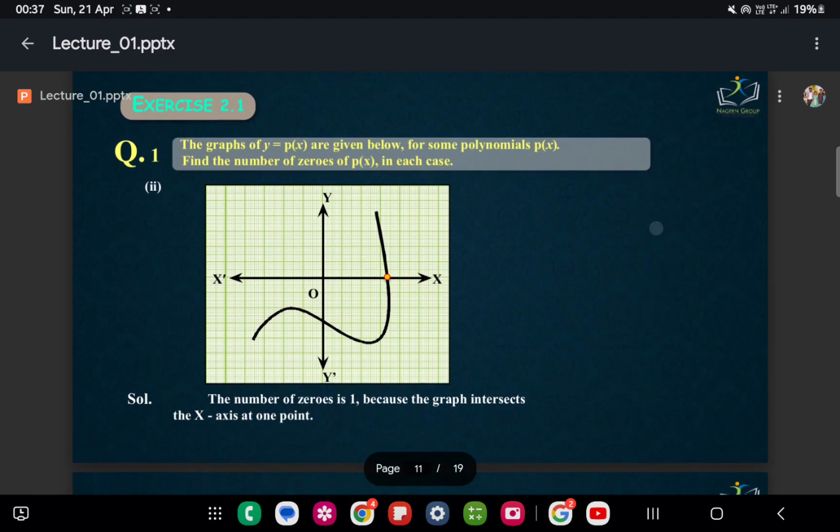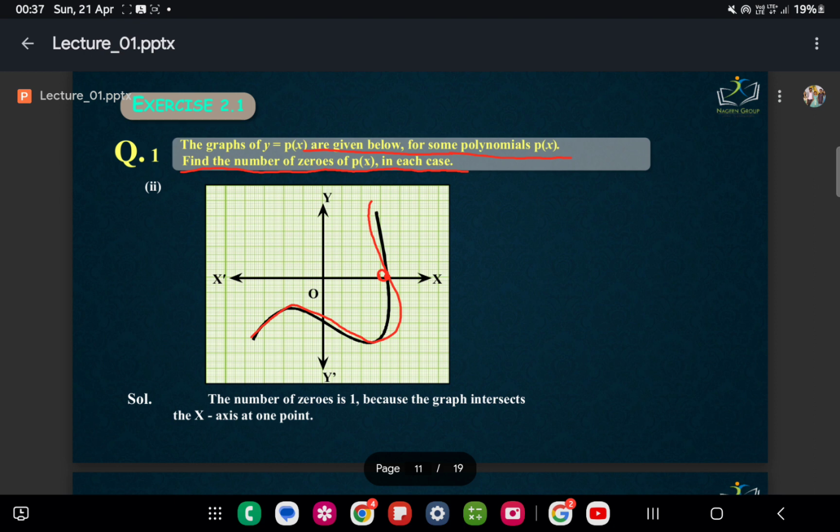See the diagram. The same question will be there. The graph of y equals p of x is given below for some polynomial p of x. Find the number of zeros of p of x in each case. See, one graph is given like this. The graph touches the x-axis at a single point.